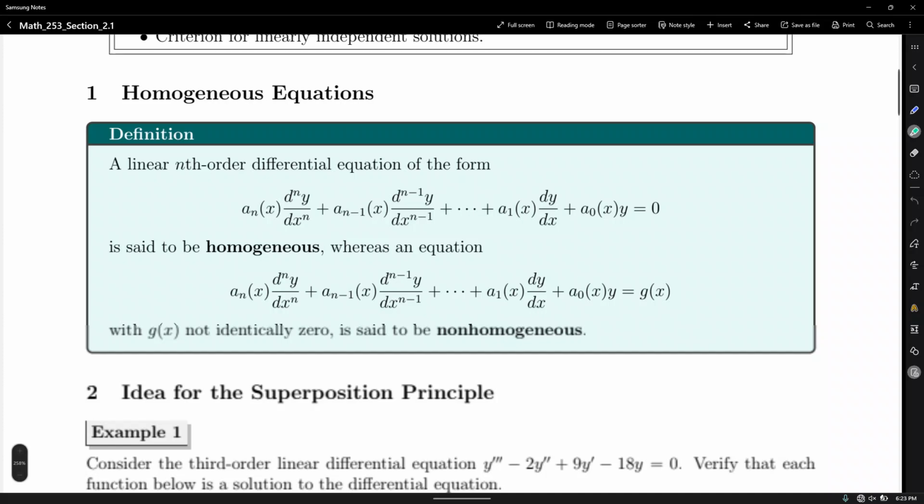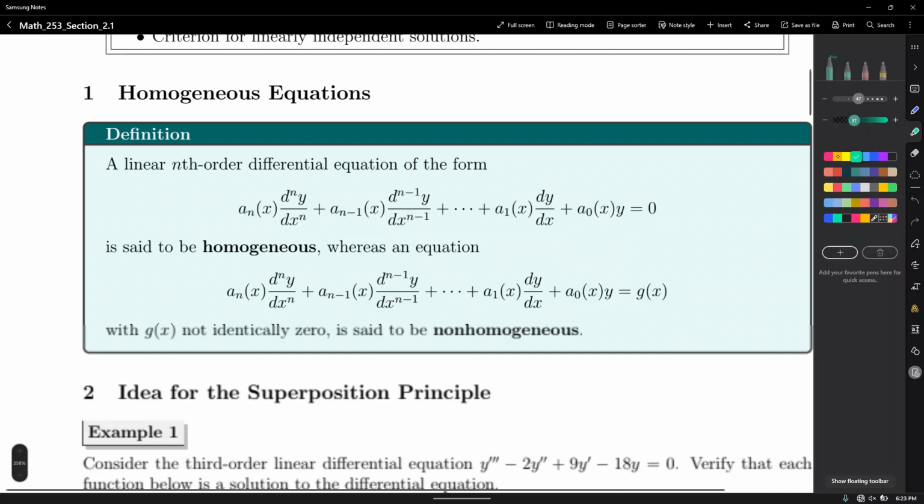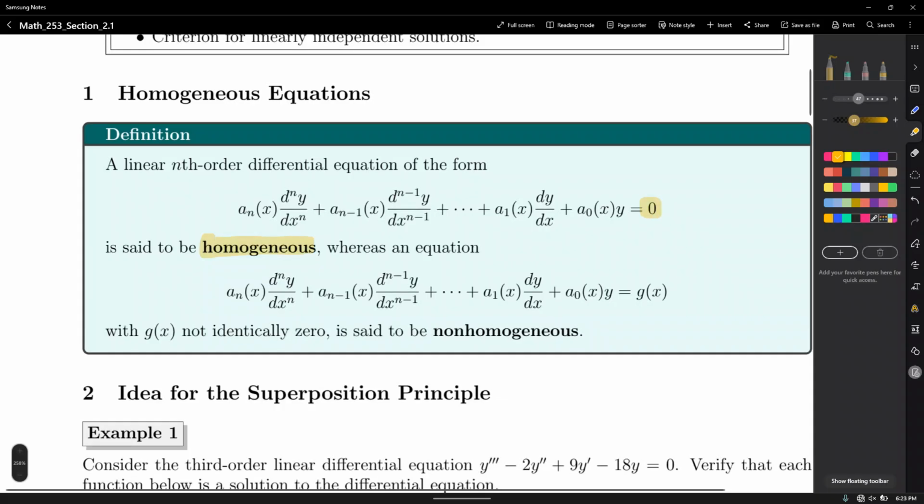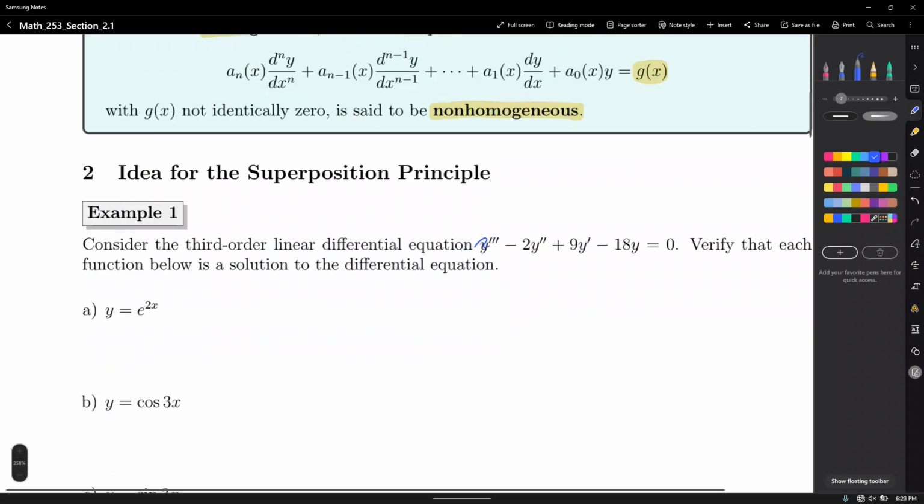Well, we have a special definition here. Number one, this equation happens to be homogeneous if the right-hand side of the differential equation is 0. On the other hand, if the right-hand side is something other than 0, we have a non-homogeneous differential equation. Let's not get into the methods of solutions for now. Let's consider the following differential equation.